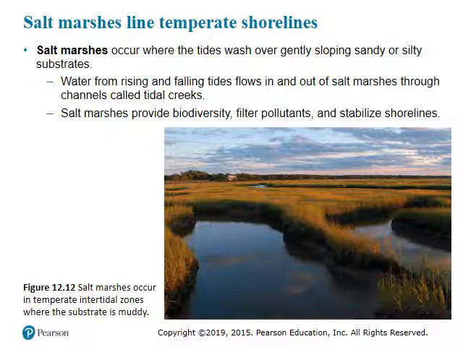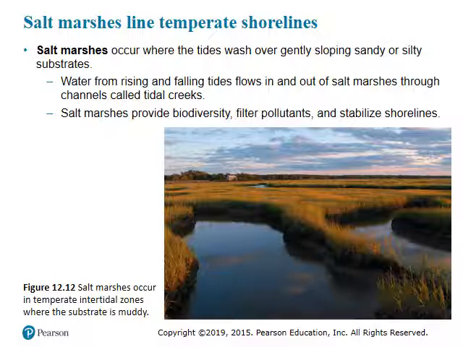A salt marsh occurs where tides wash over gently sloping sand or silty substrates. Water from rising and falling tides flows in and out of salt marshes through channels that are called tidal creeks. Tidal creeks tend to be very winding areas, with long banks of grass. Very similarly, these are wetlands, kind of similar to the wetlands that we talked about in freshwater systems. They're just structured a little bit differently, and you have the influence of salinity, the salt from the ocean and the water mixing, and you also have the influence of tides.